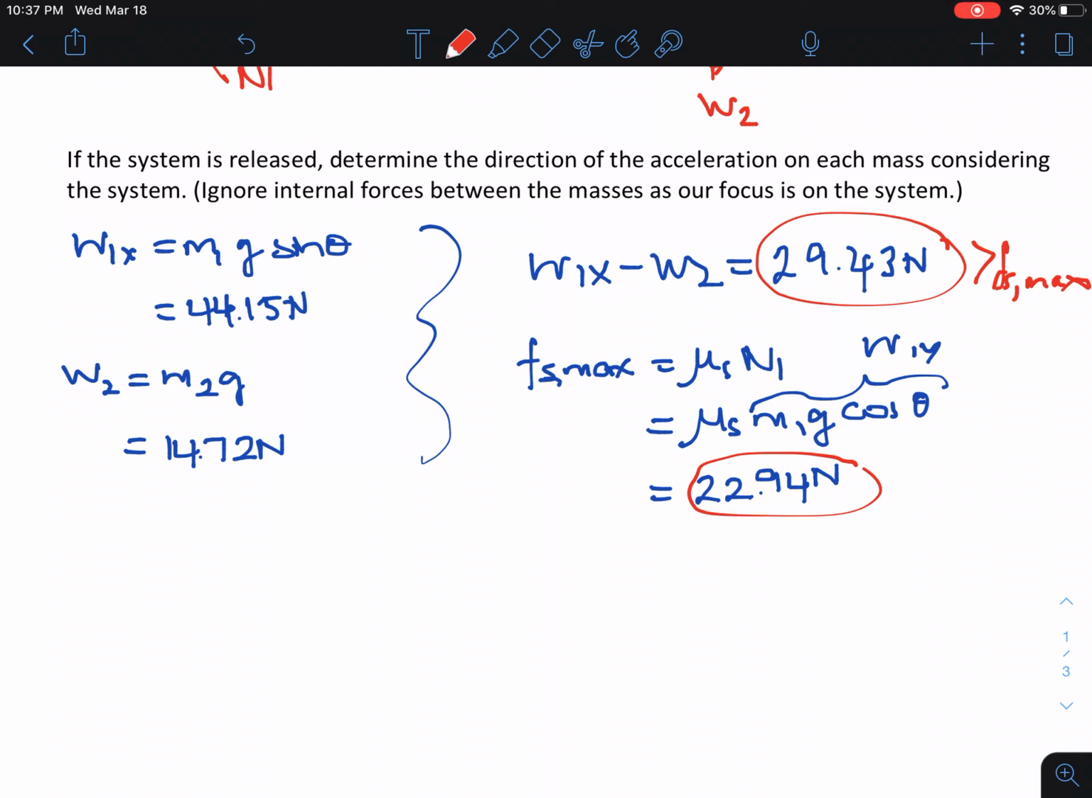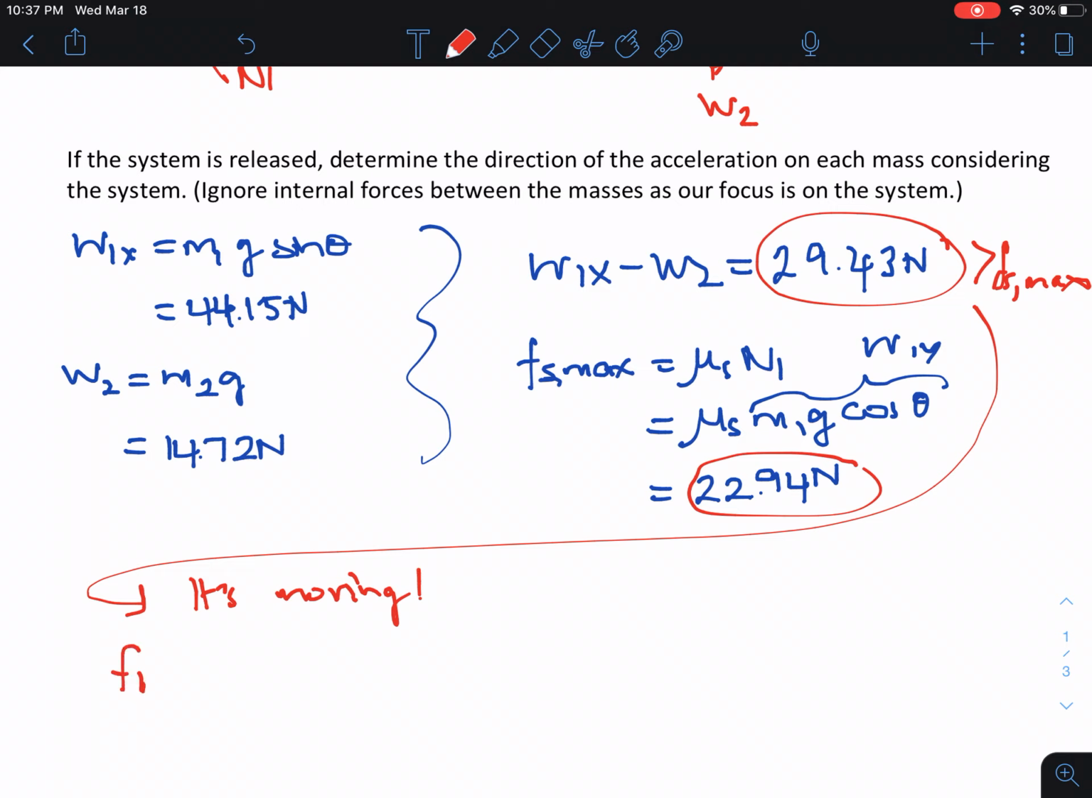So since it's going to be moving, we won't have static friction, first of all. Because of this, we can say it is moving, right? It's even accelerating. So if it is moving, then I have to consider kinetic friction. That would be mu k times N1.